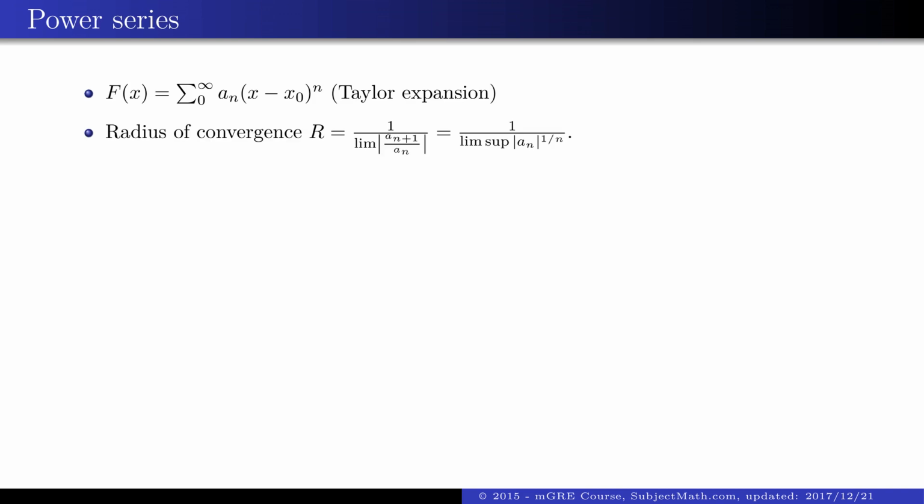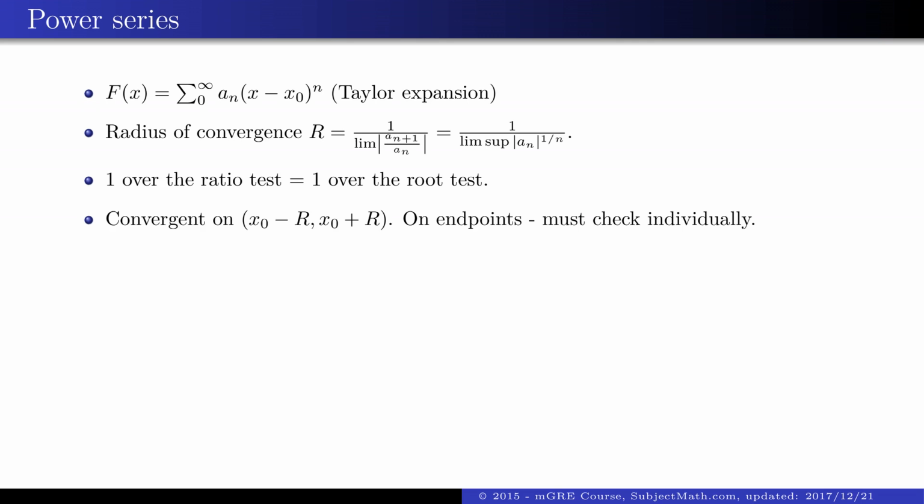We calculate the radius of convergence by using one of those lim sups, which are not coincidentally 1 over the term of the ratio test and 1 over the term of the root test. This calculation proves convergence on this interval, and convergence on the endpoints must be checked individually.